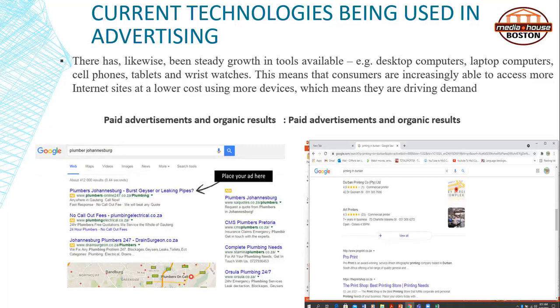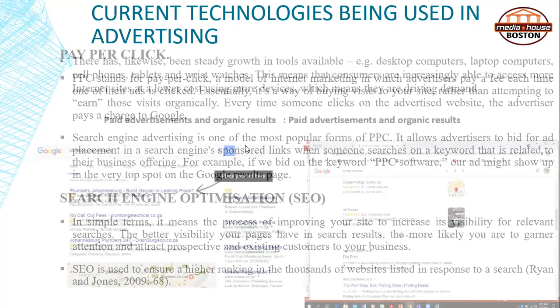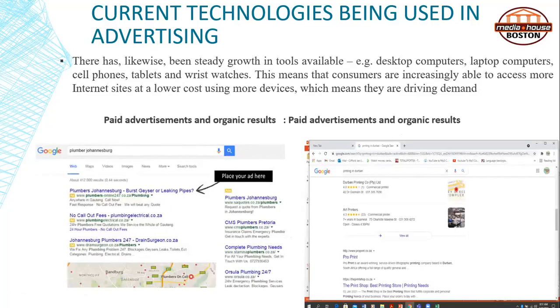Then if we move to the right of my screen, there are paid advertisements with organic results. There are those that have not paid Google. For instance, if I say printing in Durban, you can see a lot of advertisements coming out that are not paid advertisements. So we have Durban printing, we have art printers, we have Pro Print, the print shop. As you can see, they are different from Plumbers Johannesburg. They don't have that AD, meaning it's a paid advert. So these ones are called organic advertisements.